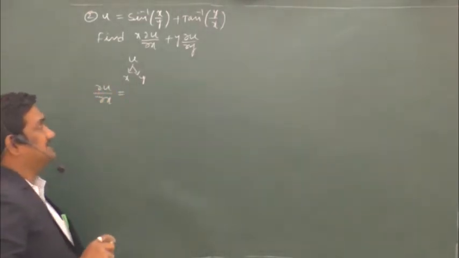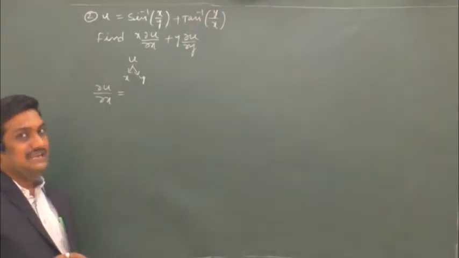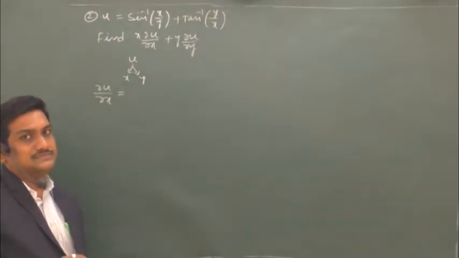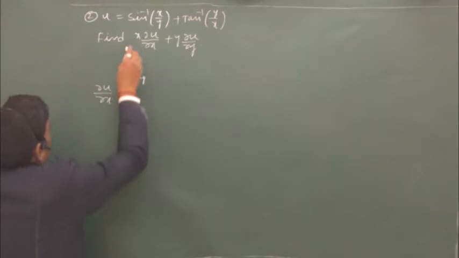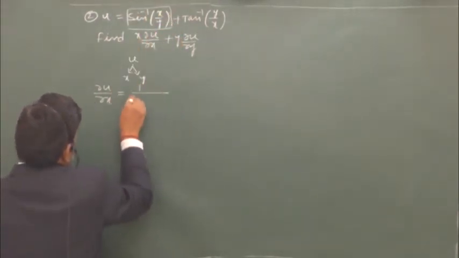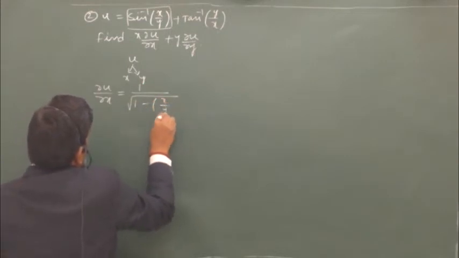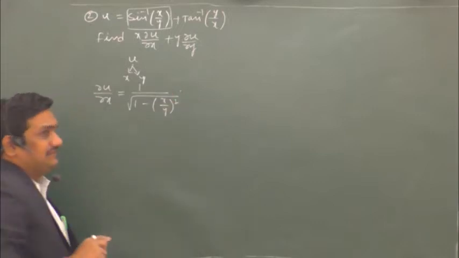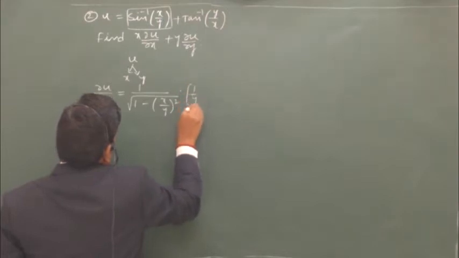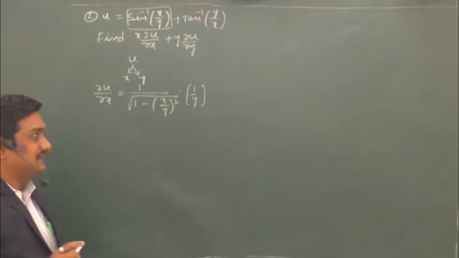So u has two terms. The first term is sin inverse of x by y. The second term is tan inverse of y by x. So you need to apply the partial derivative on both the terms. Now, the partial derivative of sin inverse of x by y will be 1 by root over 1 minus x square, where x is x by y, and the internal derivative of x by y with respect to x is 1 by y.